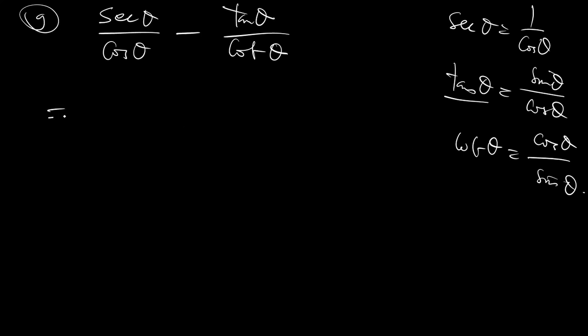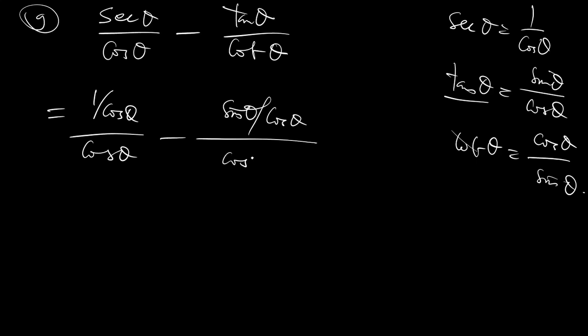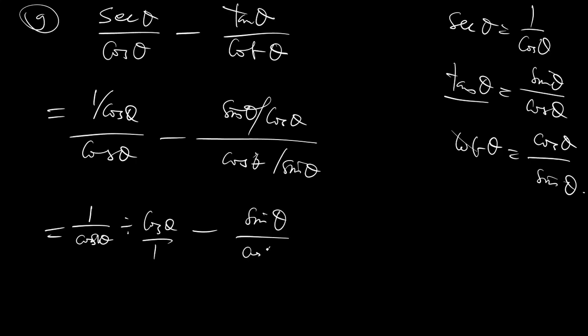So now, applying all this into this expression, if you put 1 all over cos theta divided by cos theta minus, this will now be sine theta divided by cos theta all divided by cos theta divided by sine theta. Now, let's make it so elementary. This expression is the same thing as 1 all over cos theta divided by cos theta over 1 minus sine theta all over cos theta divided by cos theta all over sine theta. So this is an elementary form.